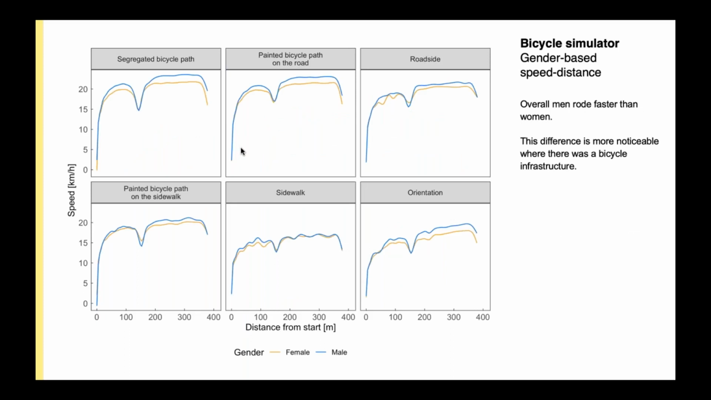Obviously, these graphs can also be derived based on gender. Overall, we can see men rode faster than women, and this difference is more noticeable when there was a bicycle infrastructure available, particularly when you see the segregated bicycle path and painted bicycle path on the road. This difference between the 2 graphs of male and female is more noticeable.